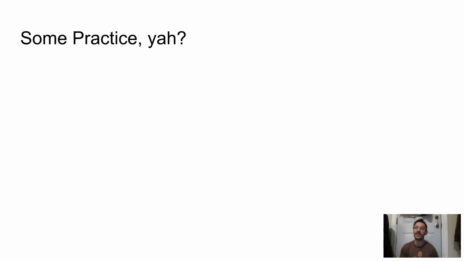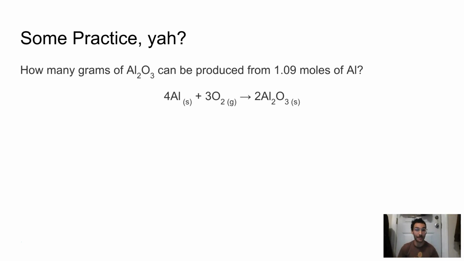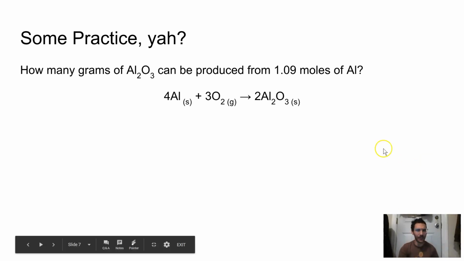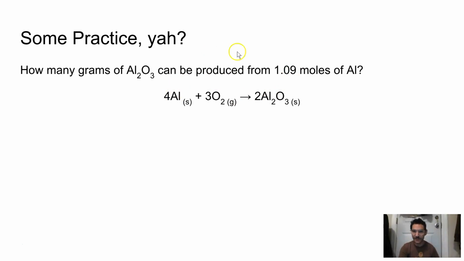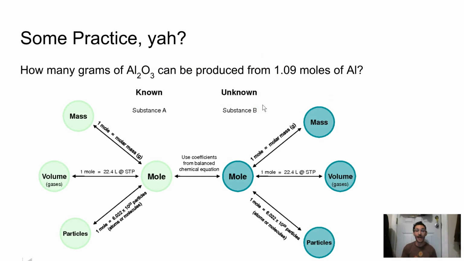Let's do some practice with it because it is essentially the same as the mole roadmap. Let's say we want to figure out how many grams of Al2O3, this one, we can produce from 1.09 moles of aluminum. So we're converting from this one to this one, from moles to grams. Well, let's pull up our roadmap and figure out how to do this. All right, the thing I already know about is aluminum. So I'm going to start by saying aluminum is my known, and I'm being asked about aluminum oxide. So I will call that my unknown.